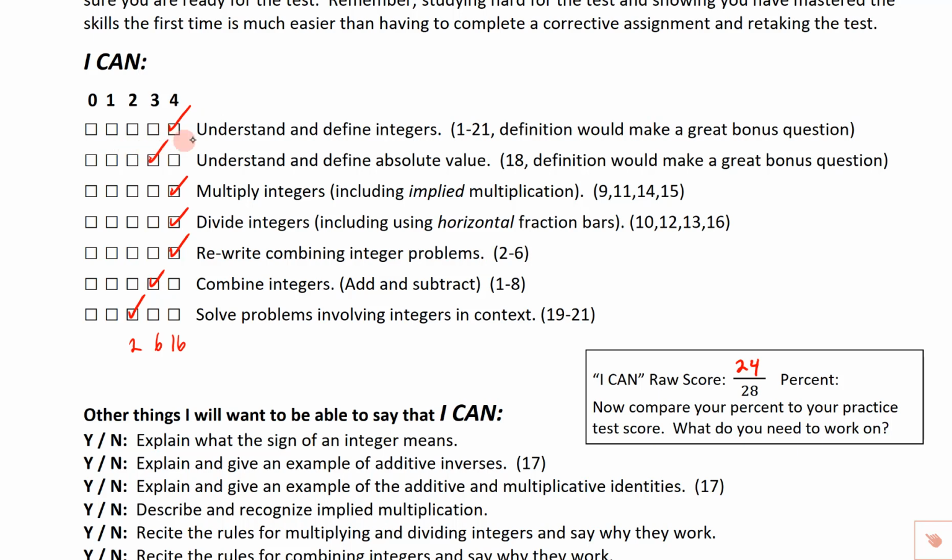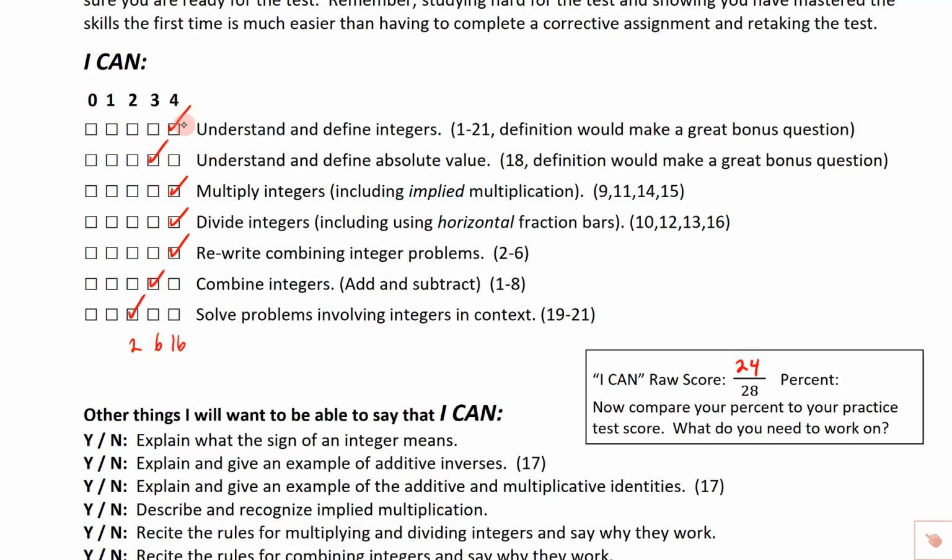So this person went through and rated themselves. They said, hey, I got a 4 on understanding and defining integers. So they feel pretty good about it. Absolute value, a little bit shaky. Multiplying and dividing, they feel really good. Rewriting and combining integer problems, they feel good, but occasionally they make some mistakes on combining integers. And the story problems in context, solving problems with integers in the context of a real world problem, they're a little bit shaky.